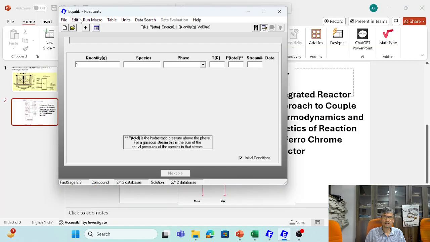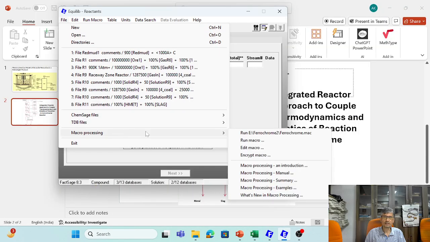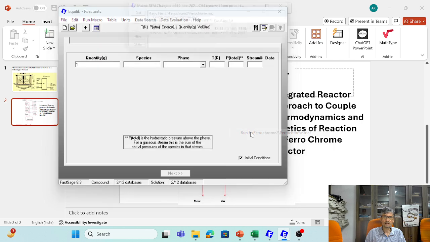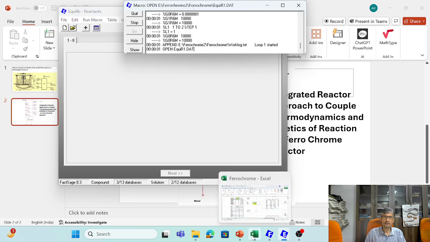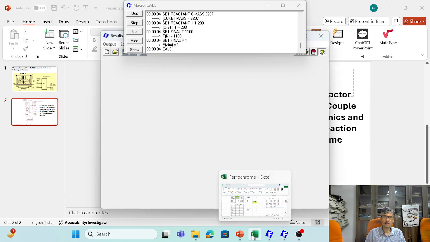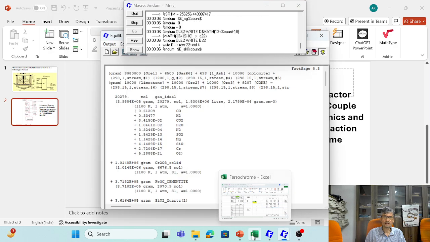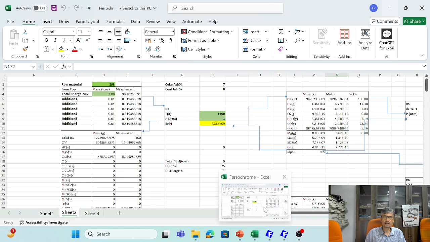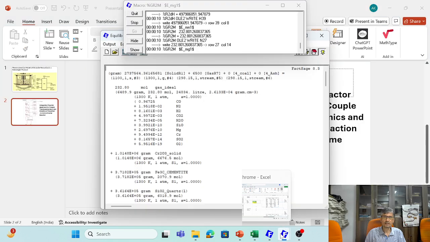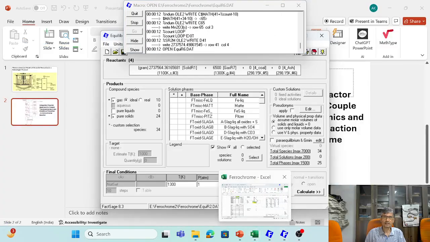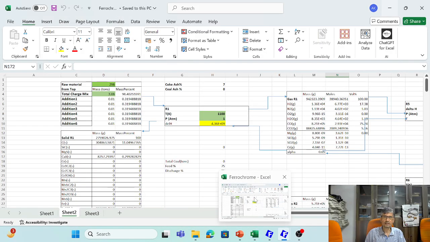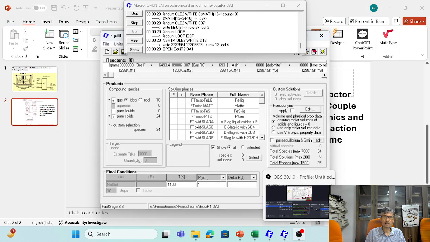So here I am going to run the simulation. This is the macro programming, and it will take some time. Then after that, the results would be demonstrated in the Excel sheet. So the results will finally be presented in the Excel sheet. It will take just a few moments. You have to wait till these simulations are over.